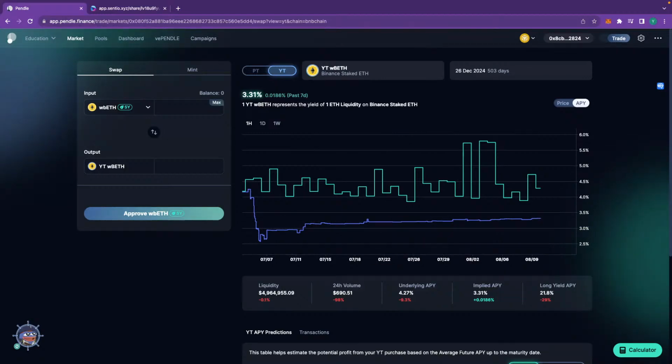Yeah, and if you look at this particular market, the underlying APY has been consistently at least 4%. Sometimes it goes up to like 5.7% over time. And meanwhile, implied APY is only 3.31%. So I would say, personally, I would think YT looks pretty undervalued here. And yeah, I like this trade.